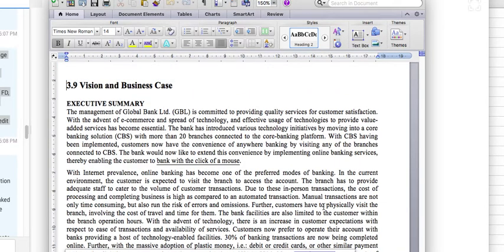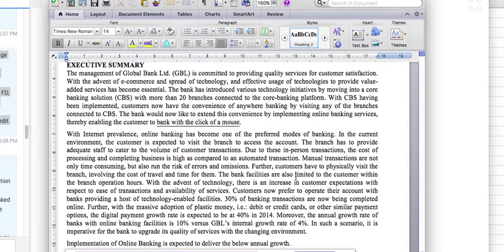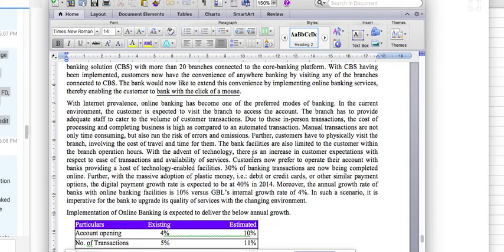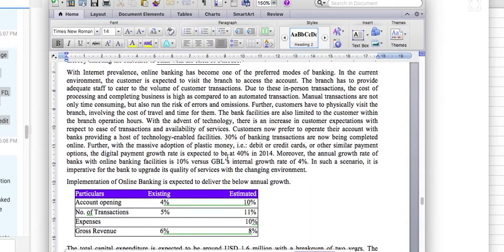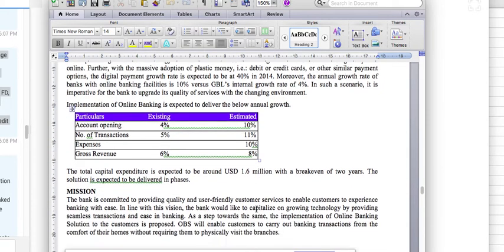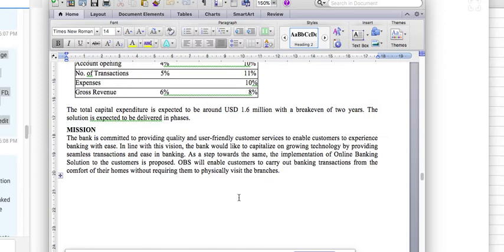Okay, now if you see here the vision and the business case, here we have mentioned the details about our bank, the history and why the project is important. Here we have mentioned how the internet phenomenon is going to change the industry and how it is moving towards digital, and this is the background information we provided. And here we are talking about account opening, the existing growth and the estimated growth. Then we talk about the total capital expenditure expected to be around this amount, with the break even in 2 years. Okay, and the mission we have mentioned, what our mission is.